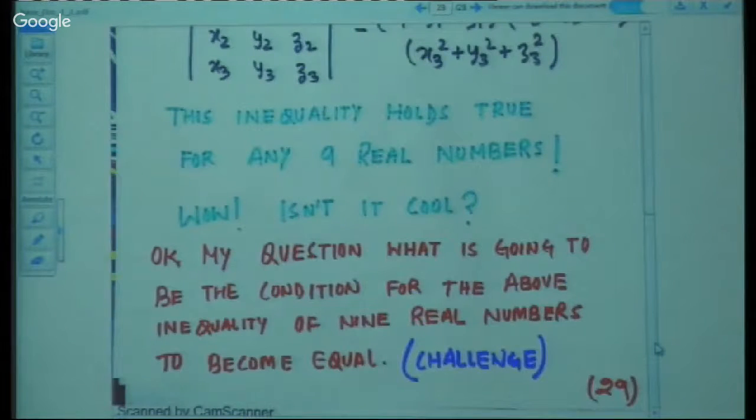Last time we proved that equality occurs when theta is 0. Now these two should be perpendicular, these two should be perpendicular, and these two should be perpendicular. So the condition should be that the dot product is 0. So x1 x2 plus y1 y2 plus z1 z2 is 0, x2 x3 plus y2 y3 plus z2 z3 is 0, x1 x3 plus y1 y3 plus z1 z3 is equal to 0. Three conditions, right? Understood or not understood? Clear?